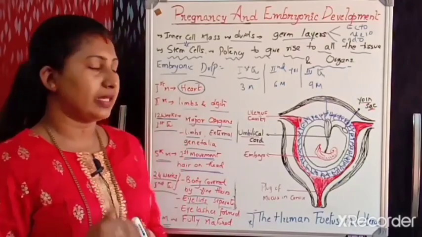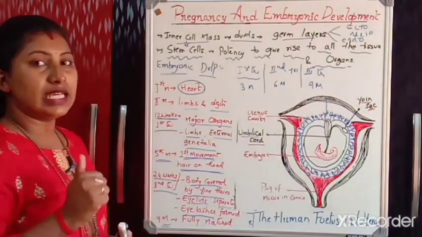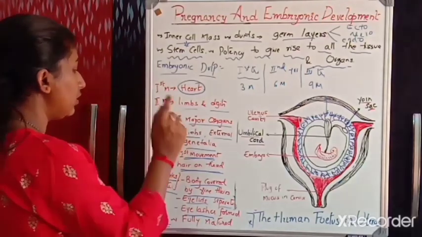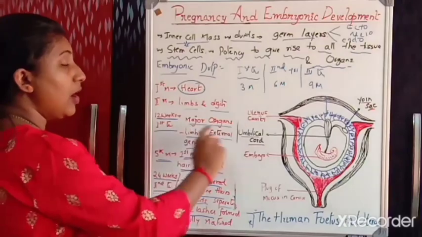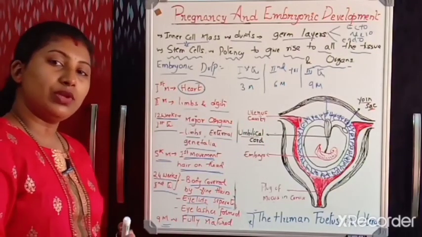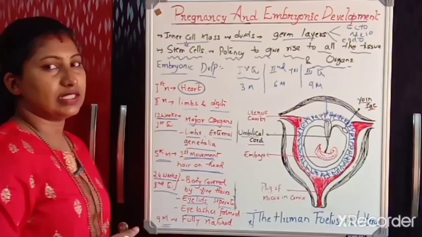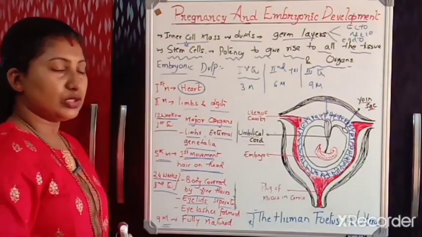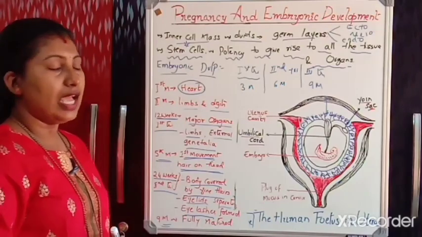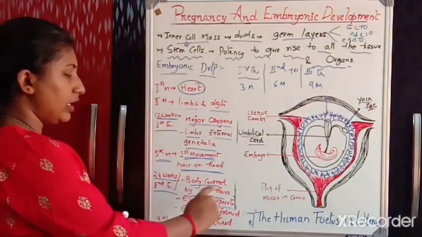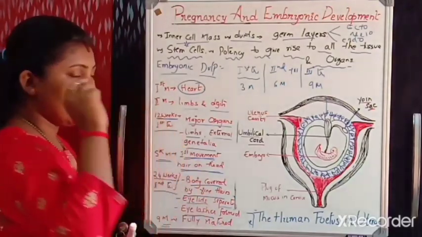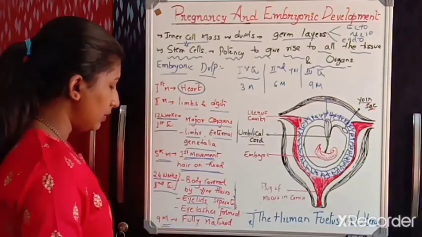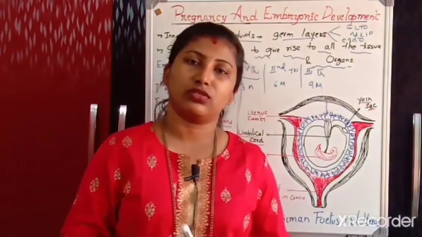So this is important. I repeat, in the first month of pregnancy heart is formed, in the second month of pregnancy limbs and digits are formed, by the third month of pregnancy or first trimester major organs will be formed, limbs will be developed, and also there is formation of external genitalia. By the 5th month the first movement of the fetus takes place, and there is formation of hairs on the head. In the second trimester the body is covered with fine hairs, eyelid separation takes place, and eyelash formation also takes place. By the 9 months a fully matured fetus will be formed.